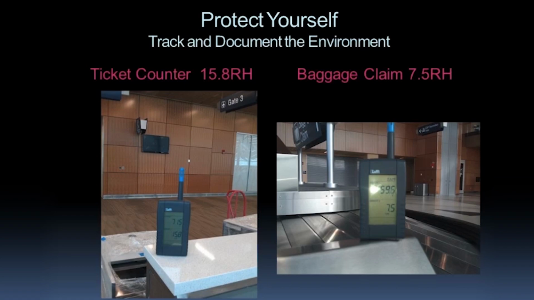These photographs are actually taken at an airport in the north central United States. And as you can see, the ticket counter upstairs is 15.8% relative humidity at 71.5 degrees. And baggage claim was 59.5 degrees and 7.5% relative humidity.